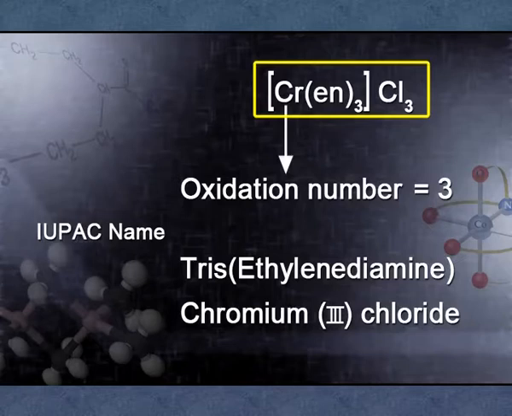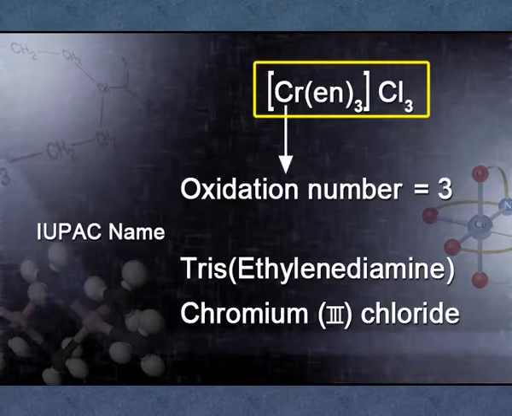Tris indicates the 3, en whole 3 is written. That 3 we do not write as tri, we have to use tris. Okay. Then the name of the central metal, that is chromium. As the complex indicates, Cl3 is outside the coordination sphere, it will ionize as Cl3 minus, and the overall charge on the complex will come to 3 plus. That means it is a cationic complex.